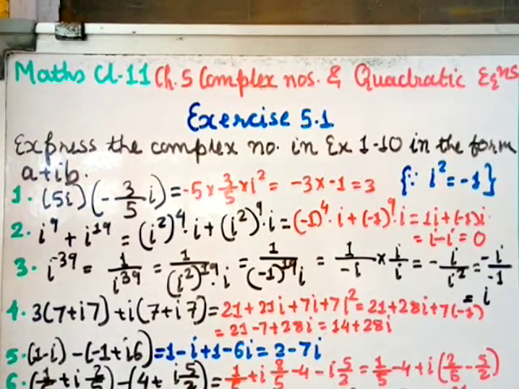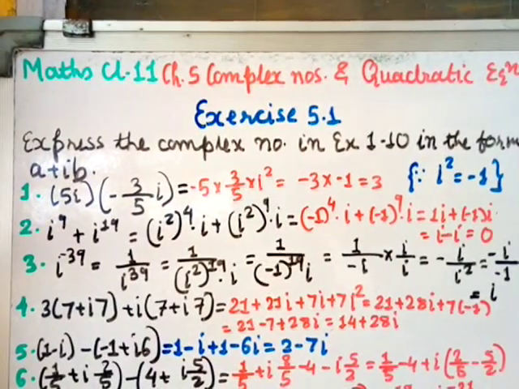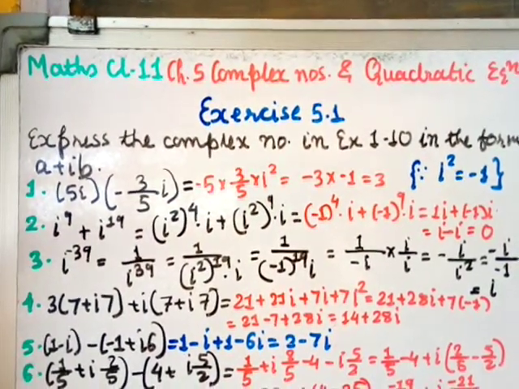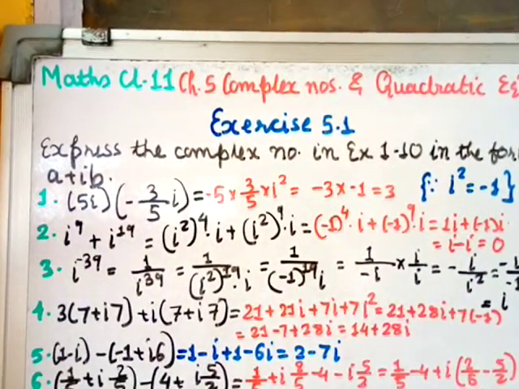Mathematics class 11 chapter 5, complex numbers and quadratic equations. Exercise 5.1. Express the complex number in exercise 1 to 10 in the form a plus ib.